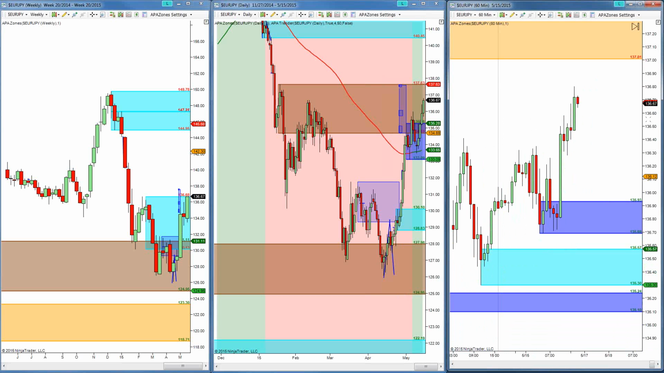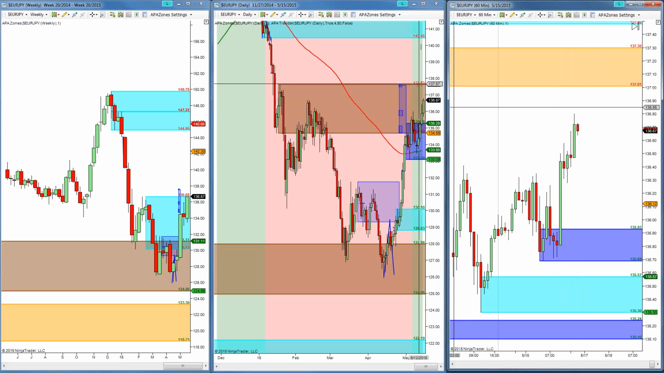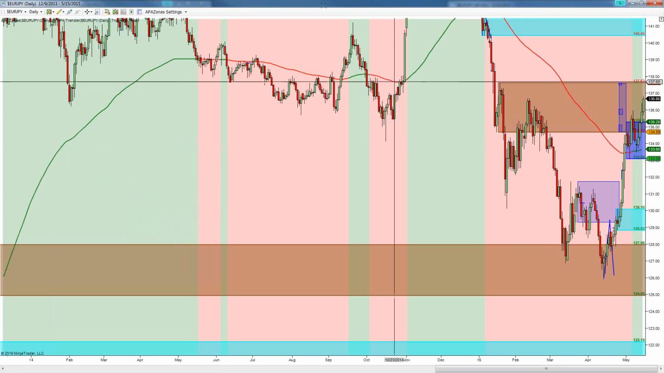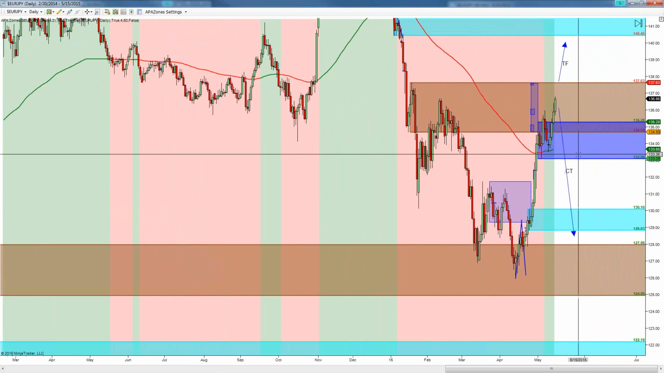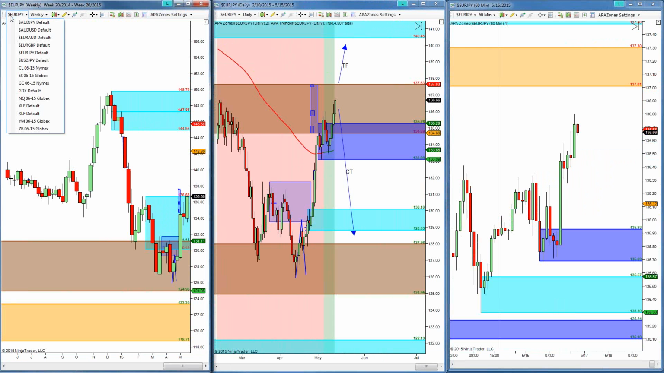But I still don't see anything right there. Okay, so there's a level off of my 60-minute chart, but I'm not seeing anything right there that gives me a whole lot of confluence at the top part of that daily level. And again, trend follow to the long side, counter trend to the short side, and I think I'll go ahead and move on.